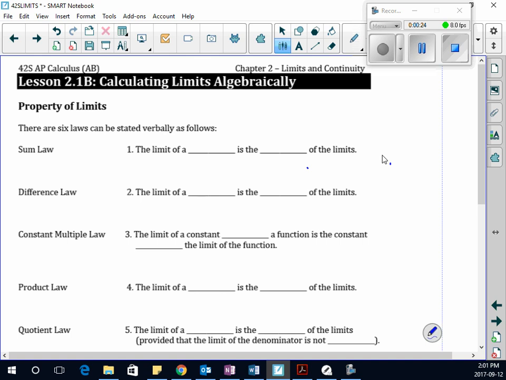So the first one is the sum law. It's stated: the limit of a sum is the sum of the limits. So what does that mean? It means if I have the limit as x goes to, say, a, of this whole bracket of f of x plus g of x, I can actually separate them. This is a property. You can separate the limits and do it individually.